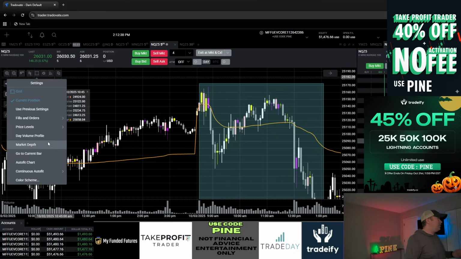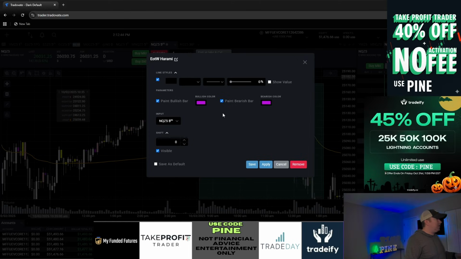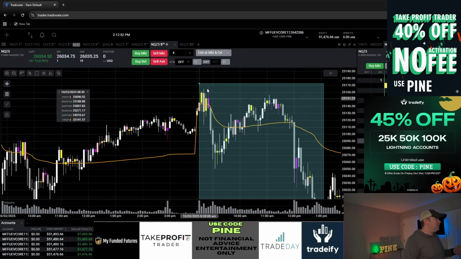So I have an indicator on Tradovate. It makes it super easy to find. One of our subscribers actually made the indicator completely free. Just look for it in the community indicators. It's called Ed of the Woods Harami, and it basically highlights the candle for you. It makes it super easy to see.